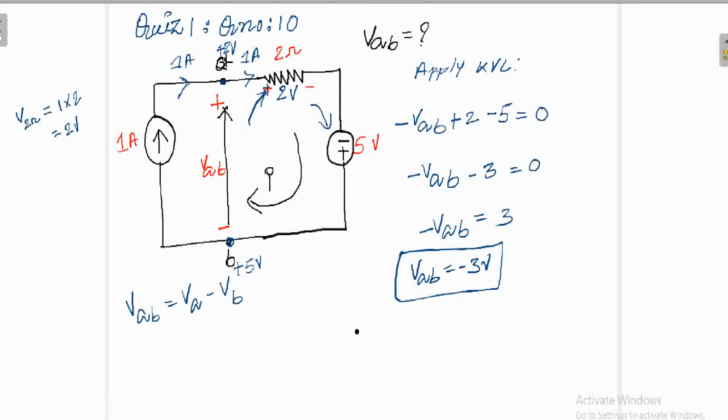So at point A, what is the potential we are having? 2 volts. Let us substitute here: VA becomes 2 and VB becomes 5. So VAB is equal to 2 minus 5, which is equal to minus 3. This is how we can find it from observation. So this is a way to find VAB in a circuit.